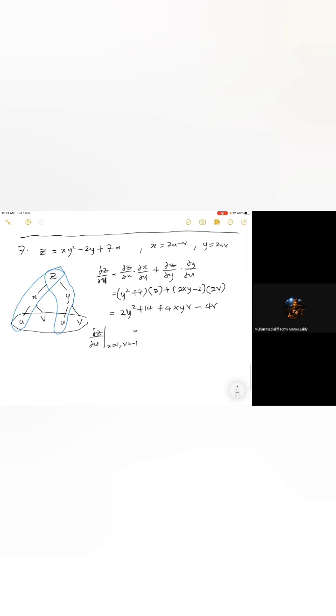So, dia ada minta substitute value, which is u equals to 1, v equals to -1. Right? U equals to 1, v equals to -1. Okay. Nanti saya tunjuk. V is -1, -4, -1.